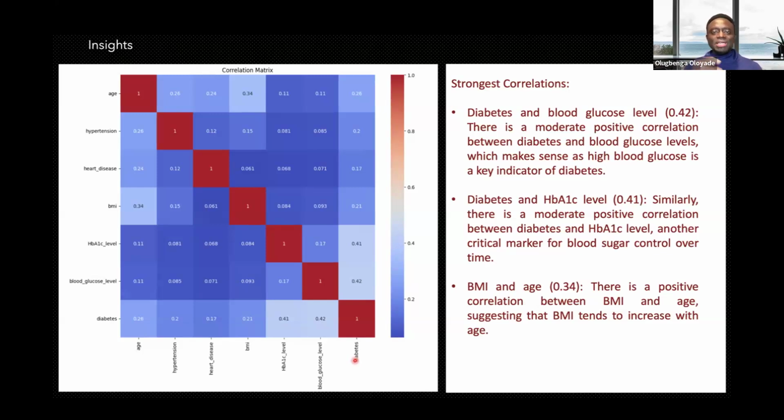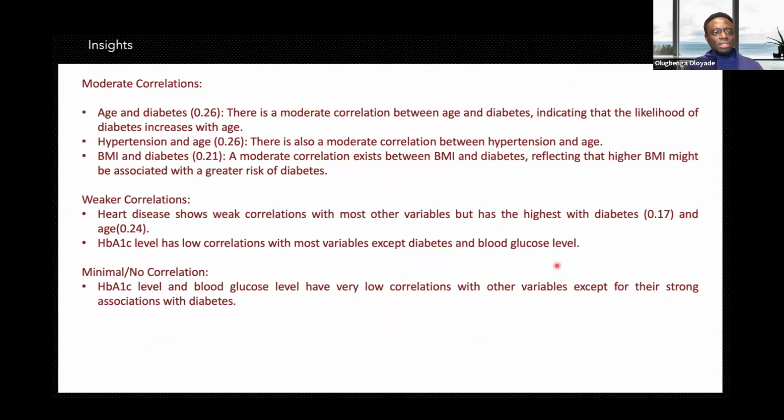And the strongest correlations here, we can see blood glucose level and diabetes. We can see hemoglobin A1C level and diabetes here. Then we can see age and BMI here. So diabetes and blood glucose level have a moderate positive correlation of 0.42. Diabetes and hemoglobin A1C level 0.41, that's similar, also moderate. Then BMI and age, as I showed you here, also have a positive correlation, but not as strong as blood glucose level and diabetes, or A1C level and diabetes.